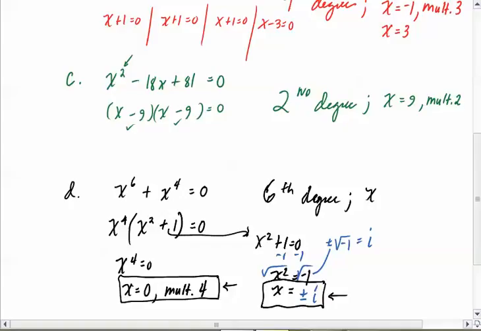So let me go ahead and put this over here. X is 0 with a multiplicity of 4, and x is plus or minus i, and obviously that's the other 2. Okie doke, hope this was helpful.